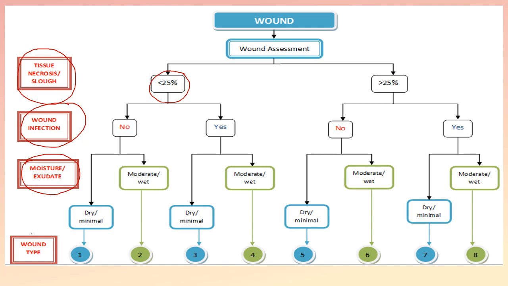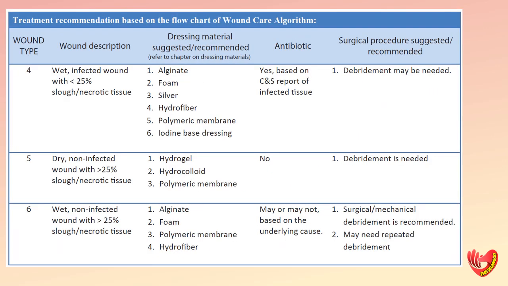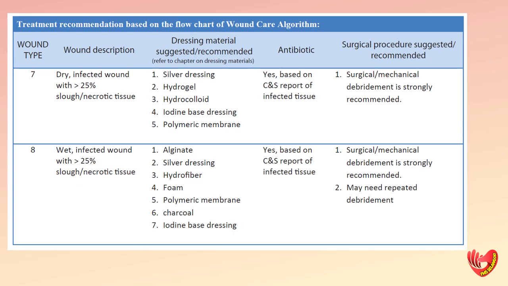Then we come to wound type 1 to 8. The next 3 pages is the summary of different types of wound and suggestion of different types of dressing and usage of antibiotic if it is needed. You can pause and read them one by one. So the summary is different type of wound, we use different types of dressing materials. Only infected wounds needed antibiotic and it should be based on CNS report of infected tissue.